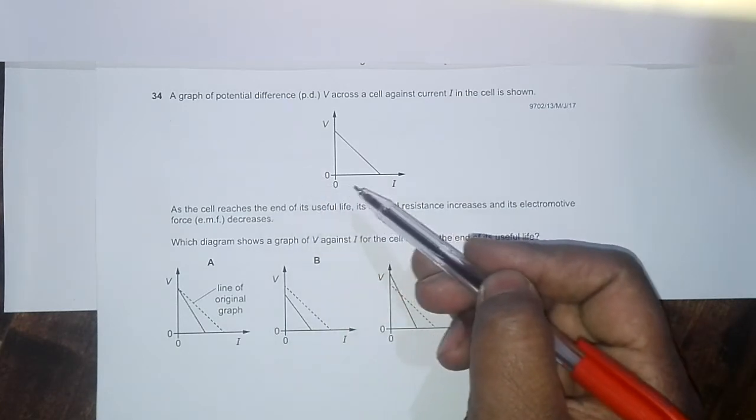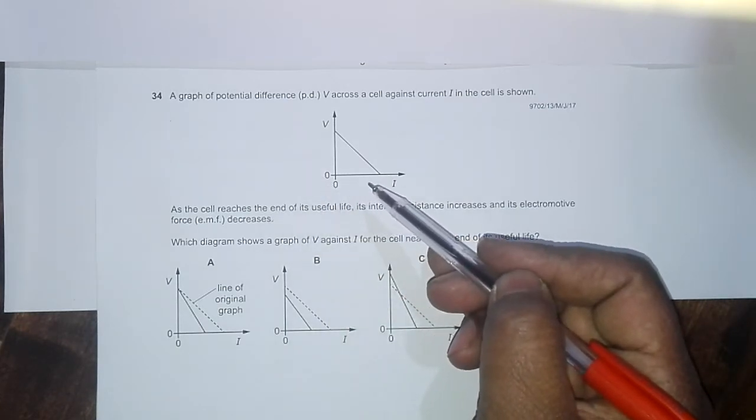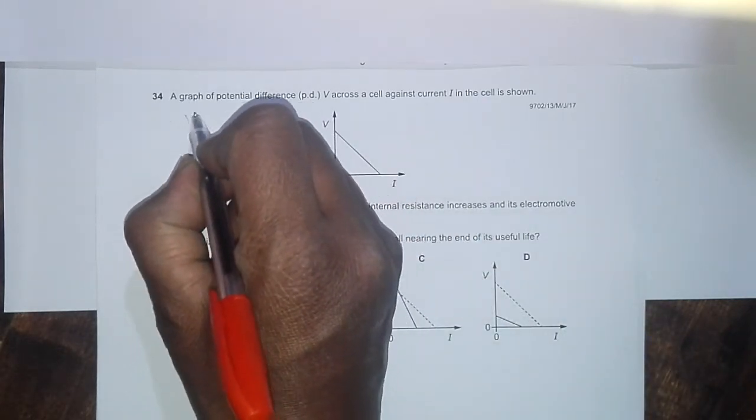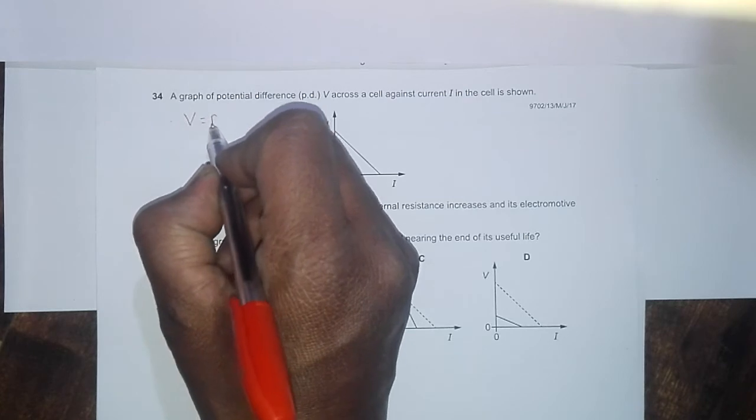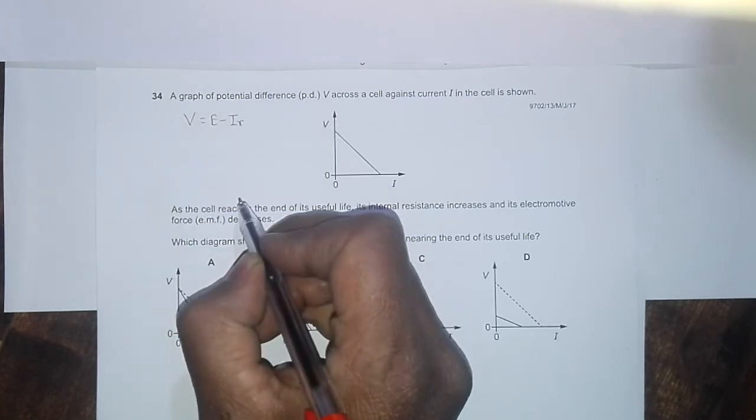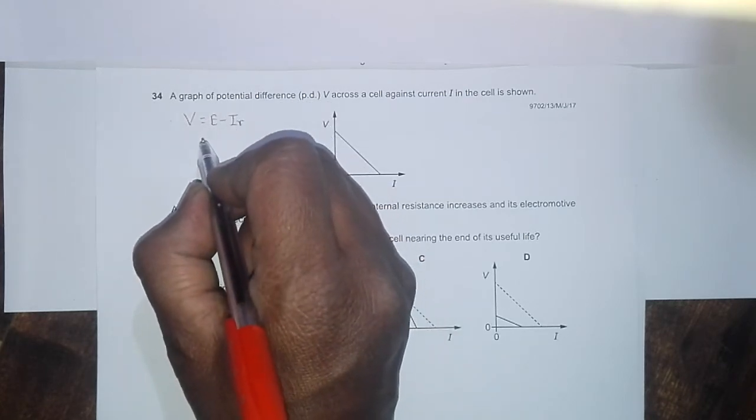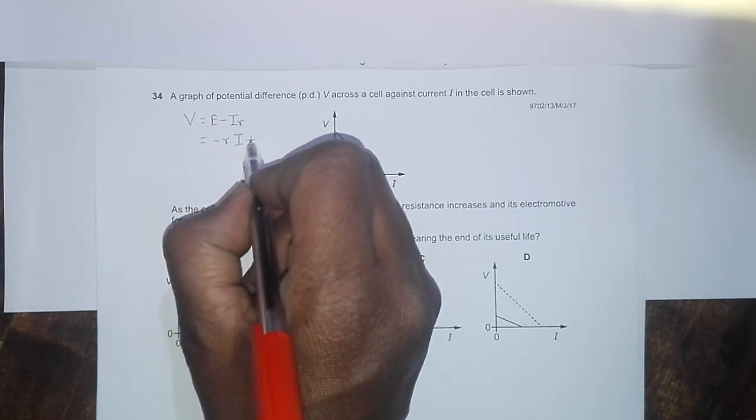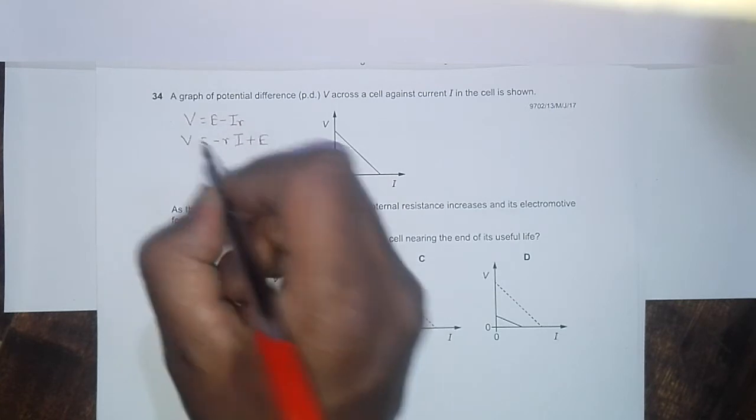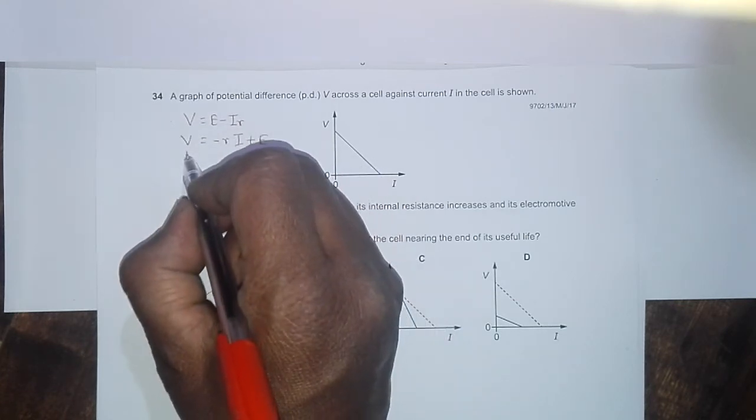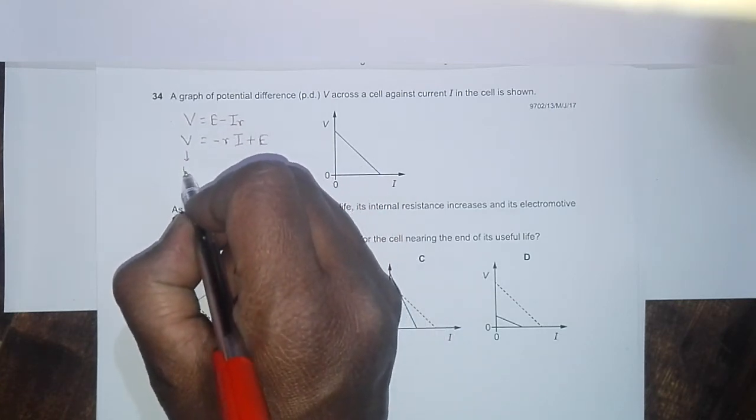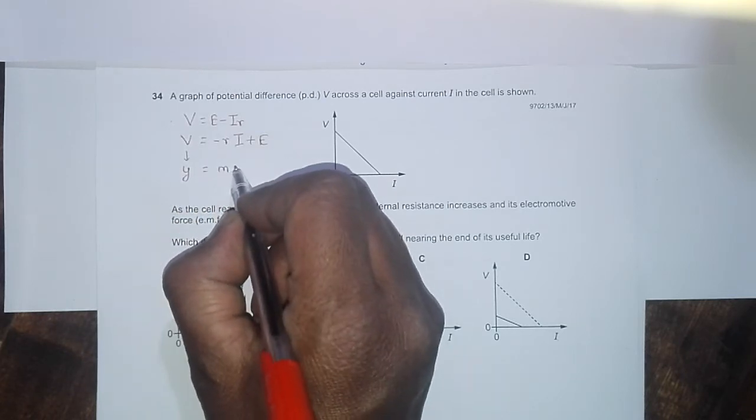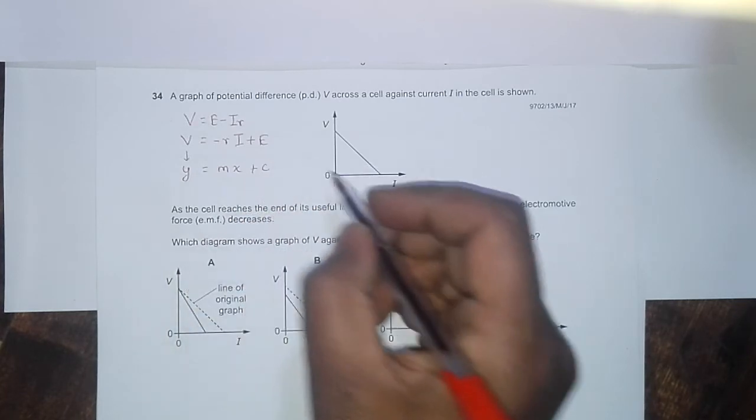the e.m.f of the cell, the current and the internal resistance of the cell. It reads V is equal to E minus I R. When we arrange this equation, it becomes V equal to minus R I plus E. If I compare this equation to the equation of a straight line, it reads y equal to mx plus c.